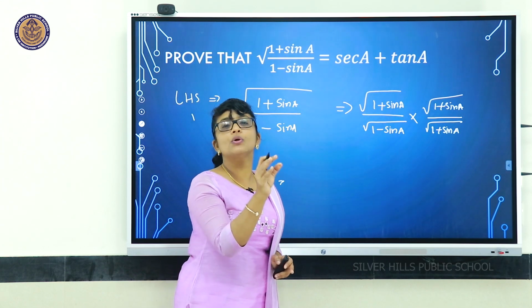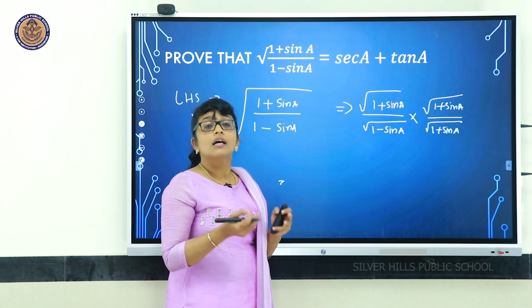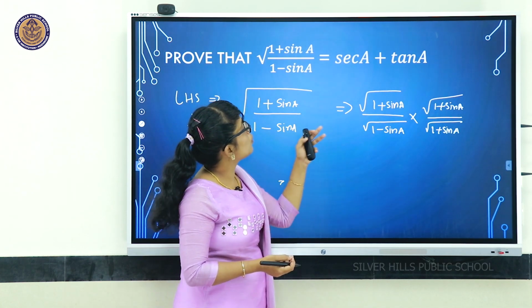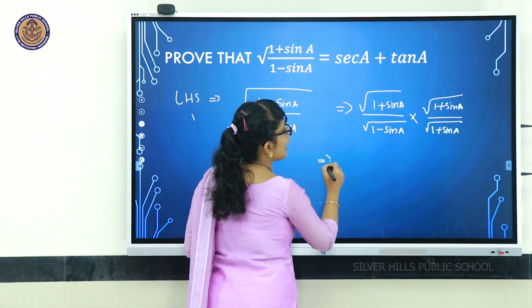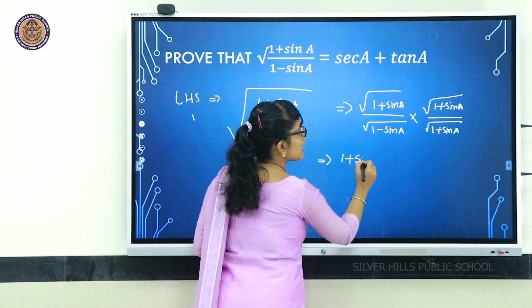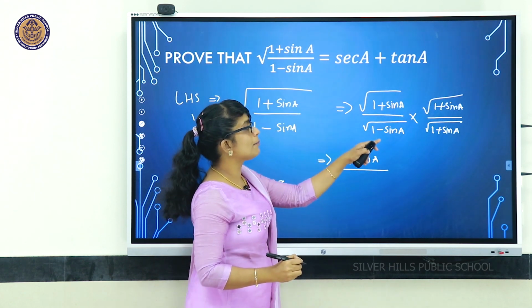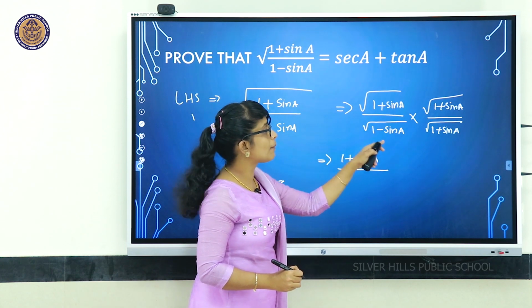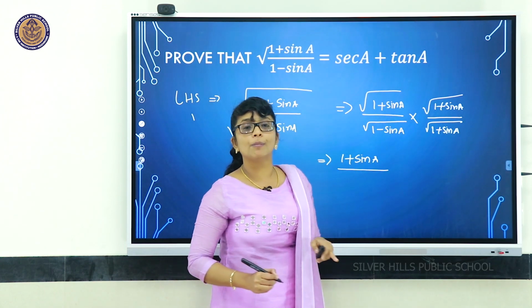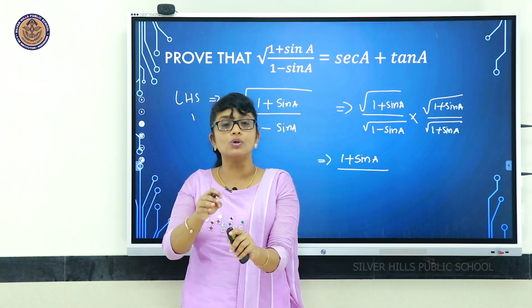Root 2 into root 2 is 2. Root 3 into root 3 is 3. In the same way, root 1 plus sin A into root 1 plus sin A, we can write 1 plus sin A by root 1 minus sin A into 1 plus sin A. Here, one is negative and another one is positive.